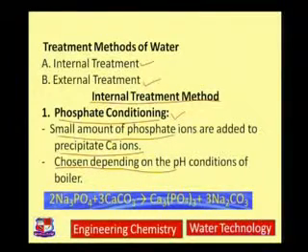Here in the equation you can see sodium phosphate reacts with calcium carbonate. Calcium carbonate is a scale forming compound, but it can get converted into calcium phosphate, which can be removed by blow down operation, and the scale formation can be avoided, plus sodium carbonate.